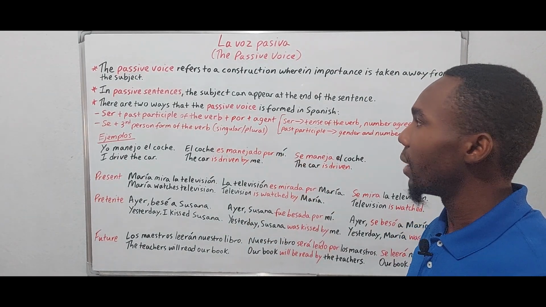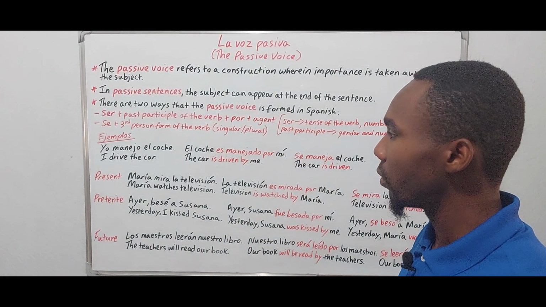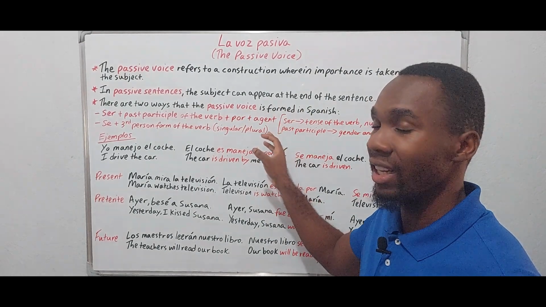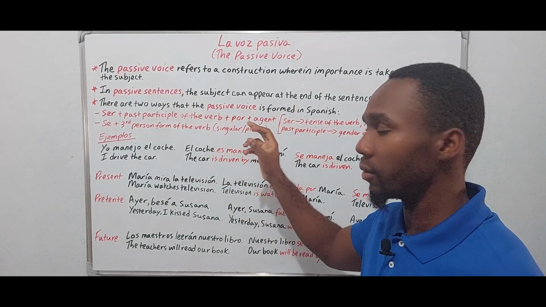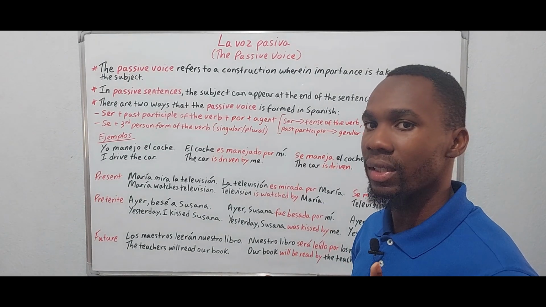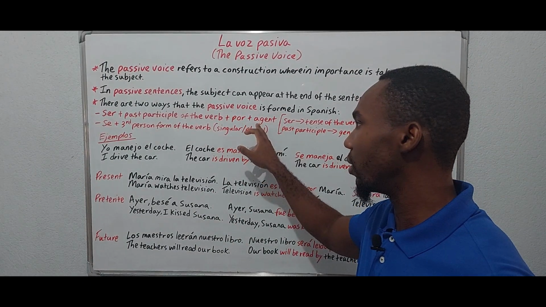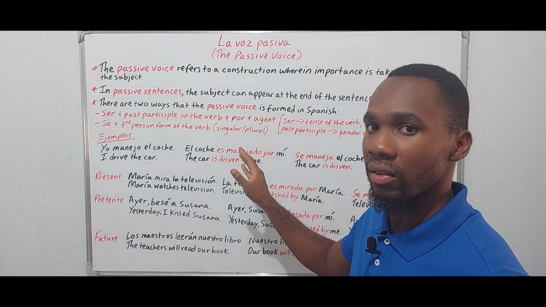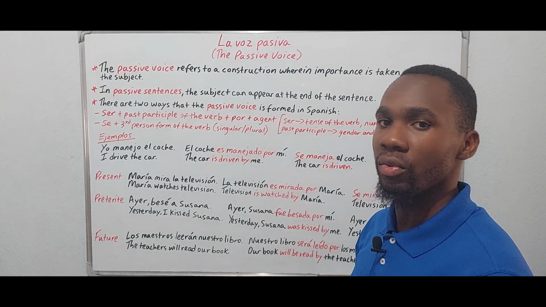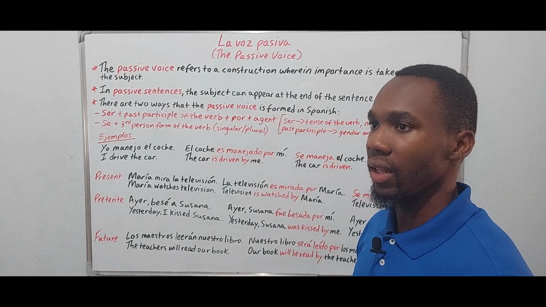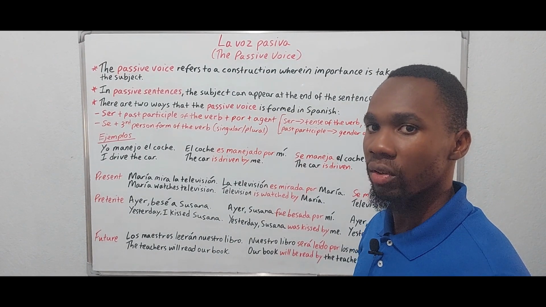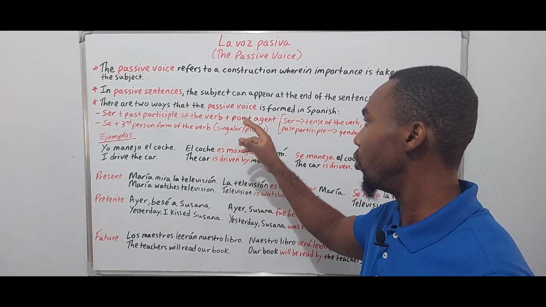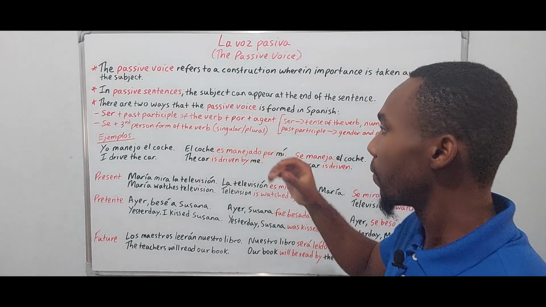So there are two ways that the passive voice is formed in Spanish. We have ser, the past participle of the verb, por, and the agent. So this is the first structure. And it is also worth noting that the por and the agent, this part is optional. We do not actually have to include that because we can include the subject or we can choose not to include it. We have that liberty when it comes to the use of the passive voice, right? If we want to include an agent, then we use por followed by the agent, okay?